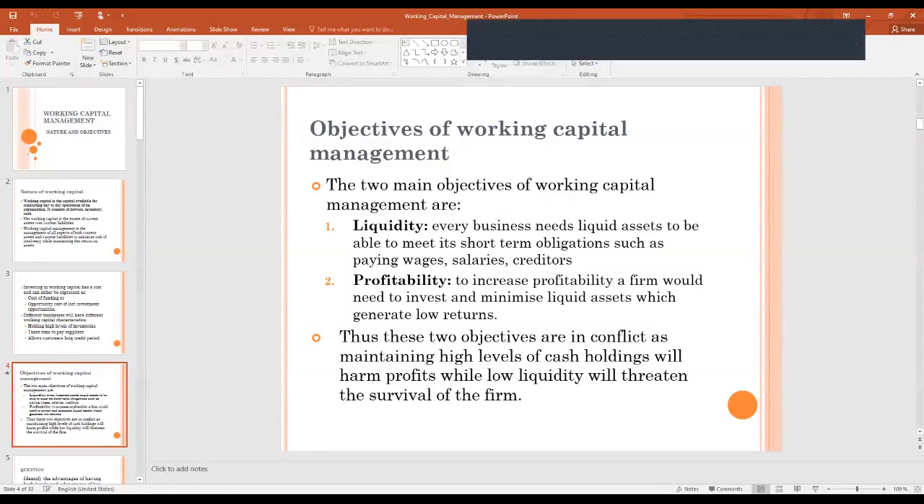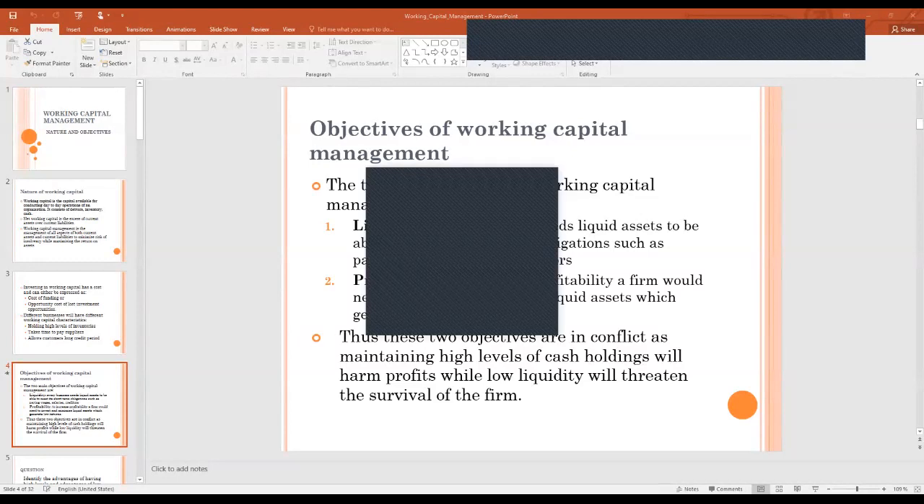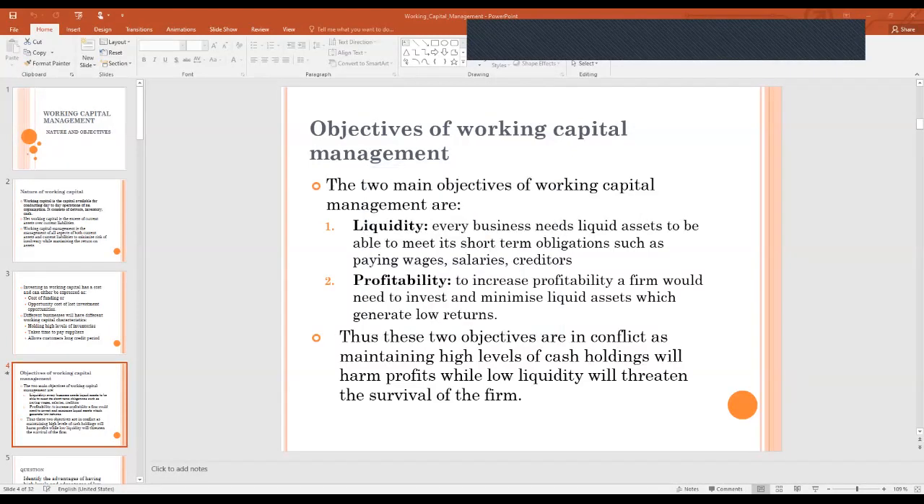So I think that's what we should pick up: working capital management objectives. The two main objectives you want to achieve when you're managing your working capital components. One of them is to make profit. Don't forget, as we mentioned, the key context when it comes to working capital is that you want to ensure that as a business, you will be able to make profit.